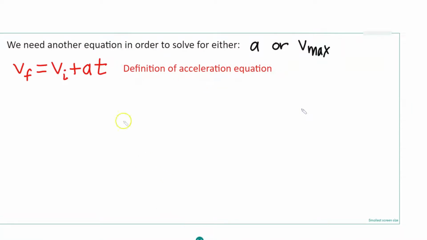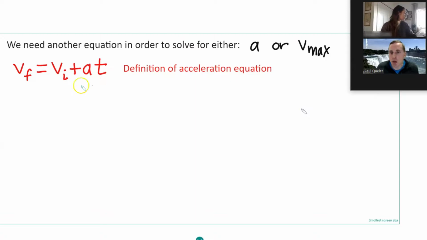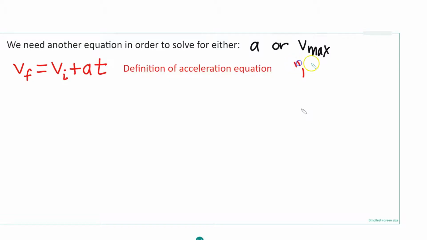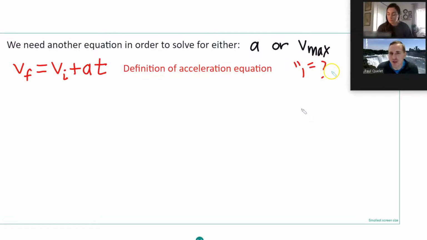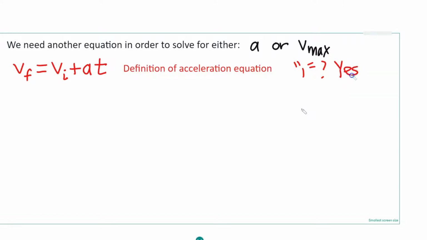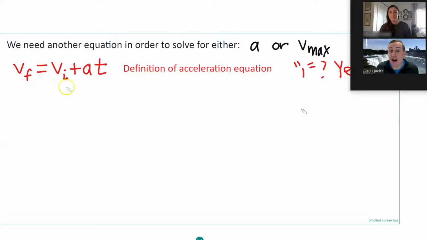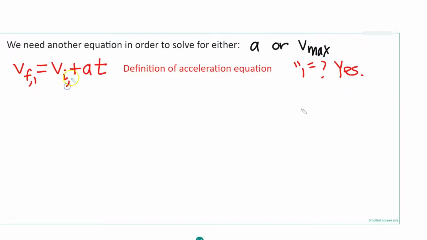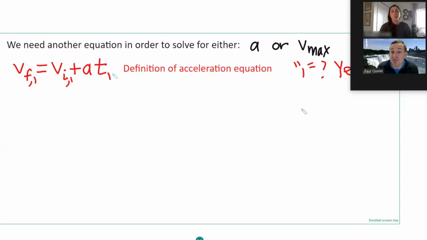Now, the reason I bring this up is because, can we use this one? Notice I did it in red specifically. Can we use this one for segment 1? Well, I wouldn't be telling you unless the answer was yes. So let's think about what this is going to be. V final for segment 1. Now let's make this all segment 1: A and then time 1.